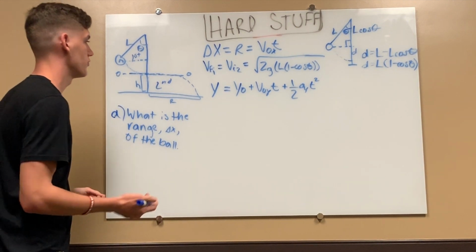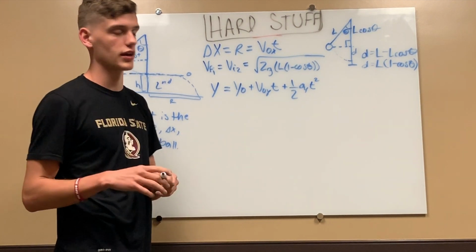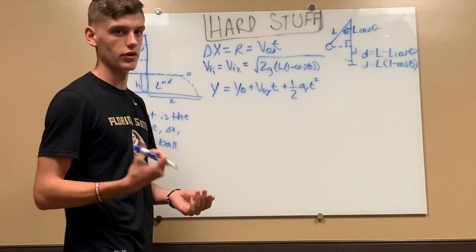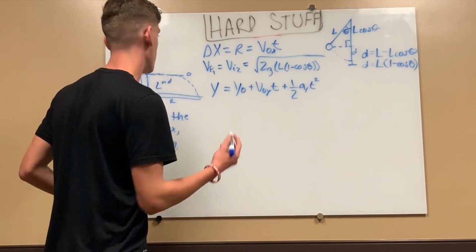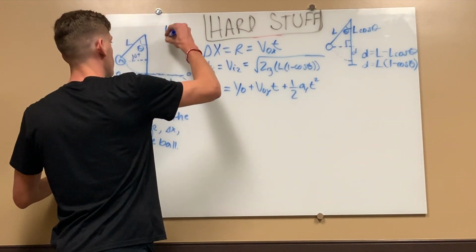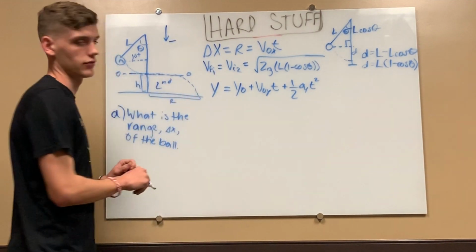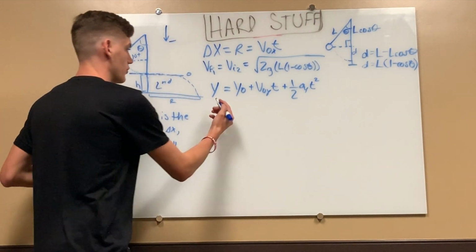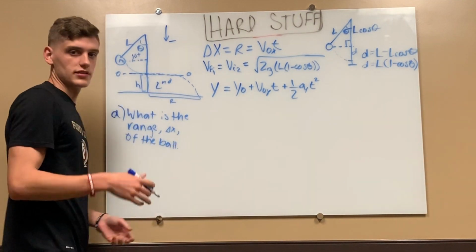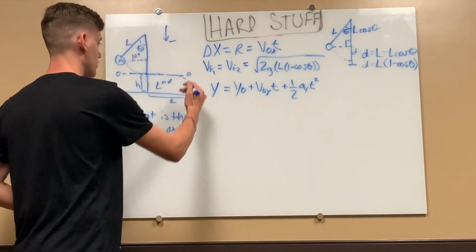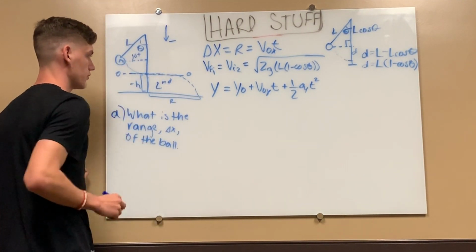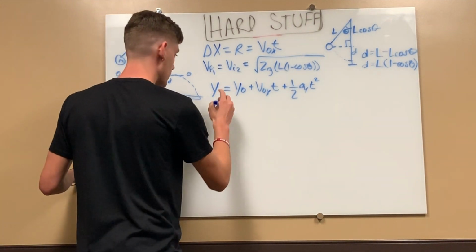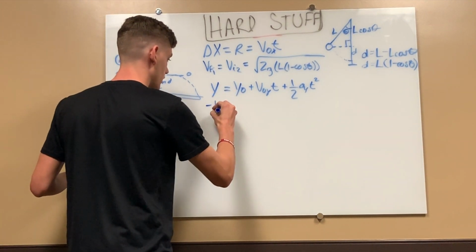But here we must define what is positive and what is negative. What direction are we going to call positive? What direction are we going to call negative? So for the purpose of this problem, we're going to call down negative. So in reality, this ball travels a distance negative h from this 0. So I'll label it negative h. So that means our y turns into negative h.